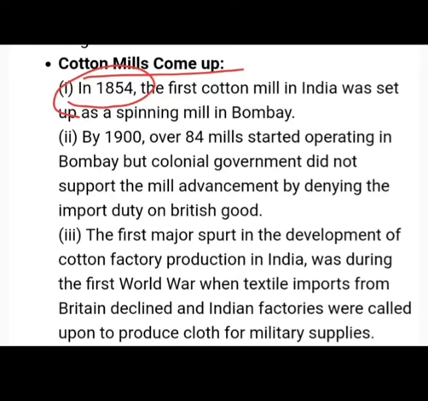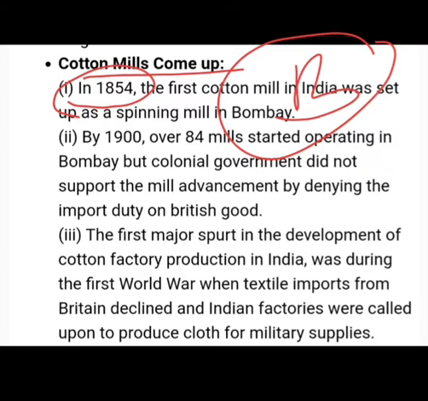You can see the export of raw cotton from India to England, and from where? China. You know, students, it was very close to the vast black soil. As you know, black soil is the tract of Western India where cotton was grown. So when the cotton textile mills came up, they could get a supply of raw material from these areas.